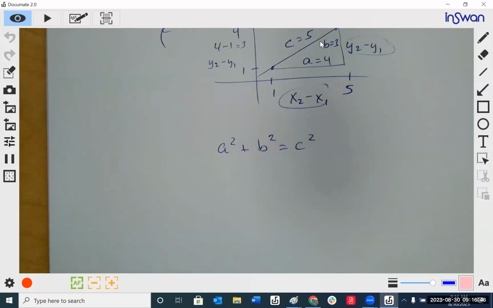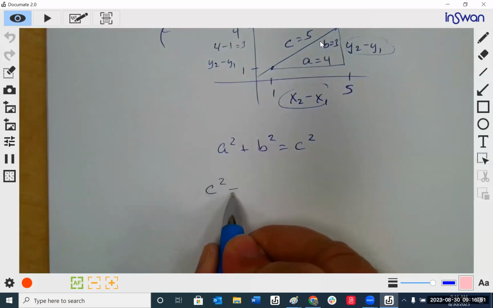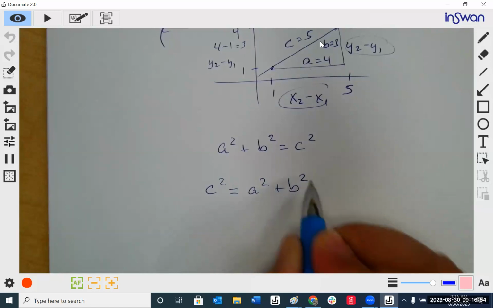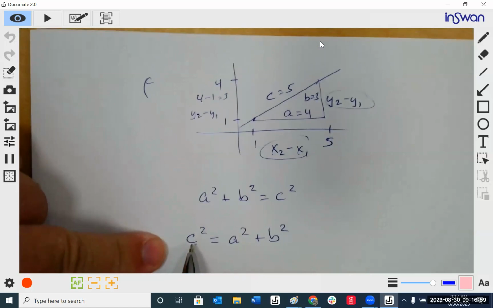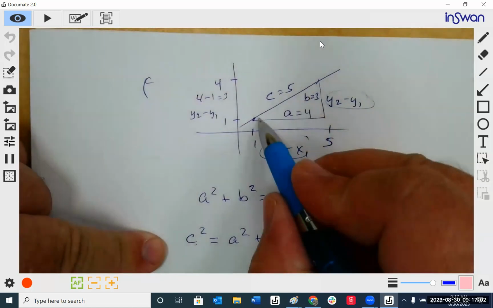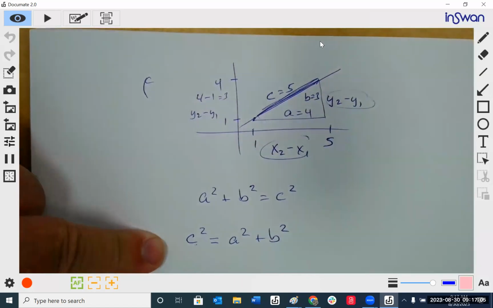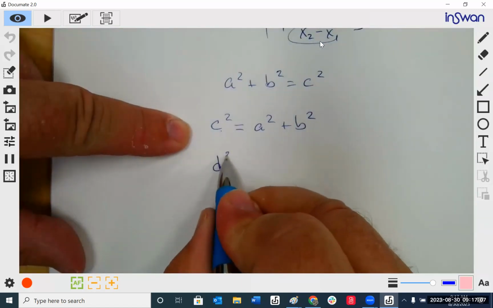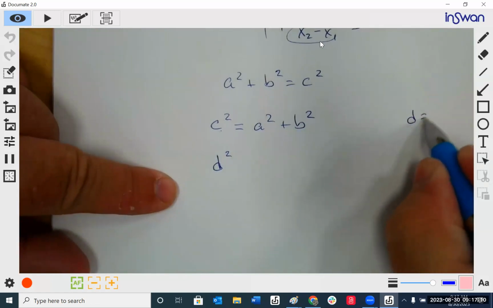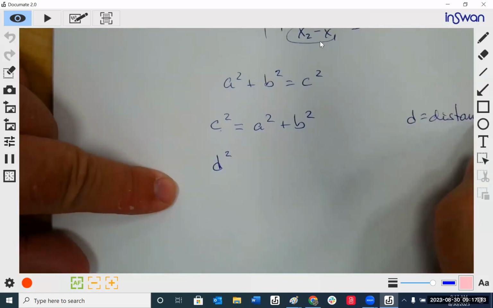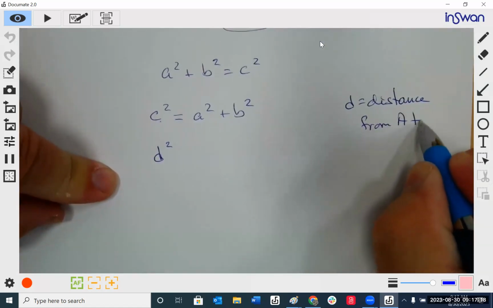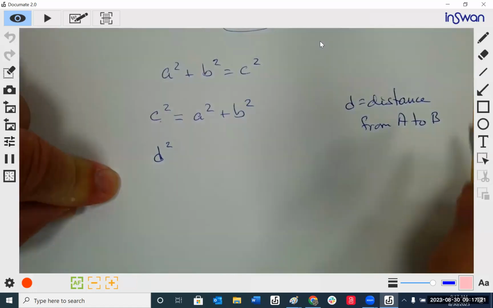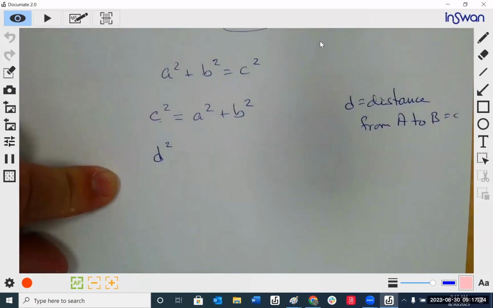Because now we're going to plug it into here. Now we're going to come up with our formula for our distance. Let me move it over here. Let me rewrite it this way. So the C represents what? The hypotenuse. The hypotenuse is the distance. So what we could do is write D for distance. The distance from A to B. It's also our hypotenuse, our C.